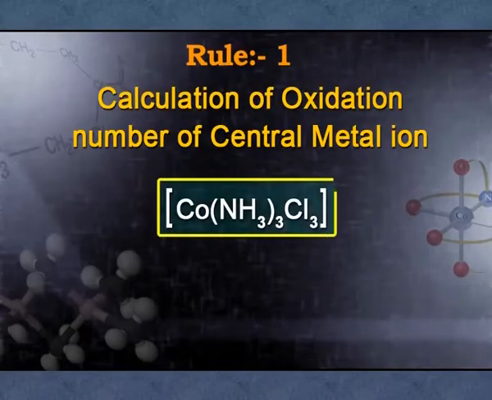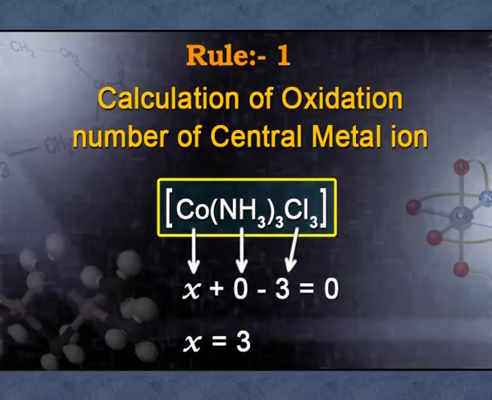So, to understand how to start IUPAC naming of these complexes, there are certain rules we have formulated. These rules say that when we have to give the IUPAC name of a complex, the first step is to find out the oxidation number of the central metal ion. Suppose the example [Co(NH3)3]Cl3. In this complex, our first motto is to find out the oxidation number of the central metal ion, that is cobalt.